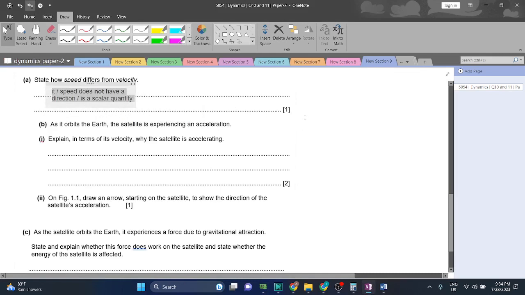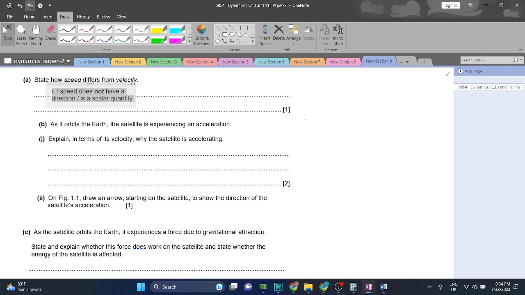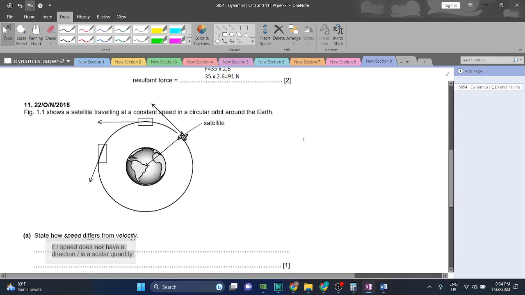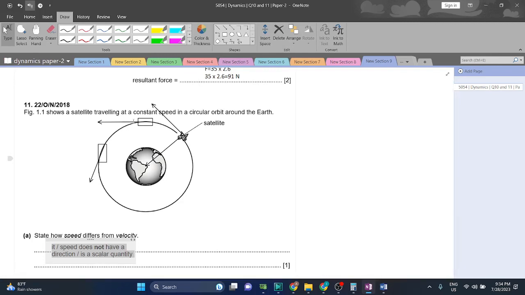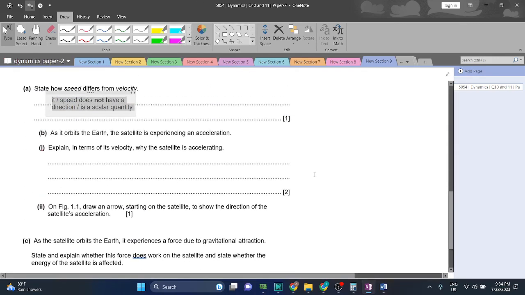B, as it orbits the Earth, the satellite is experiencing an acceleration. Explain in terms of velocity why the satellite is accelerating. I just explained this to you. I'll recap. I'll give you a short summary. As the satellite is moving, its placement is changing, it is constantly changing the direction of velocity. And when there is a change in the direction of velocity, that means there is some sort of acceleration. And acceleration is caused by a resultant force. So that is a very simple answer.